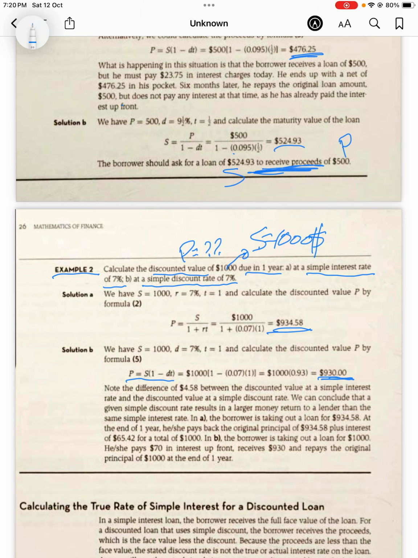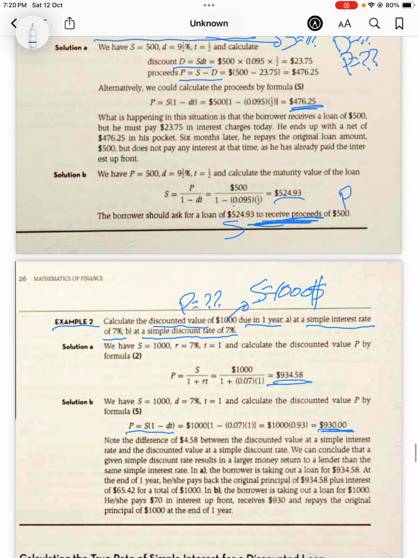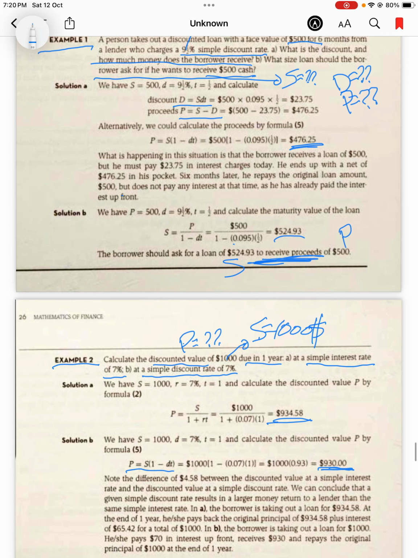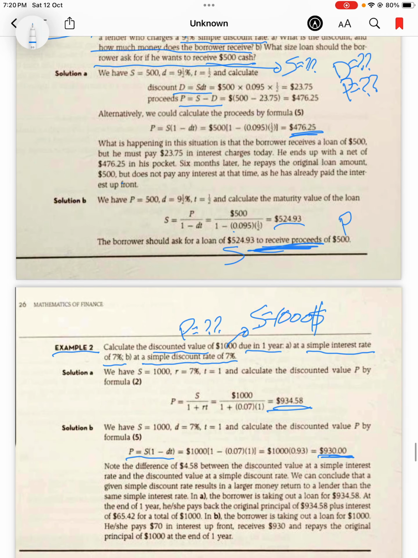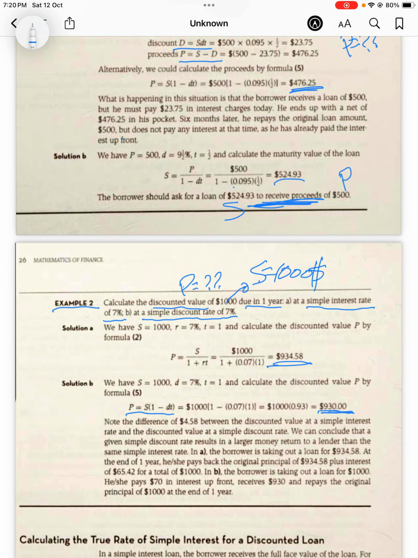Notice here, B in the case of the simple interest rate is greater than B when we have the simple discount rate. Notice the difference of it, that they are greater. Notice the difference of 4.58. Here, subtract. The difference between the discounted value at a simple interest rate and the discounted value at a simple discount rate.